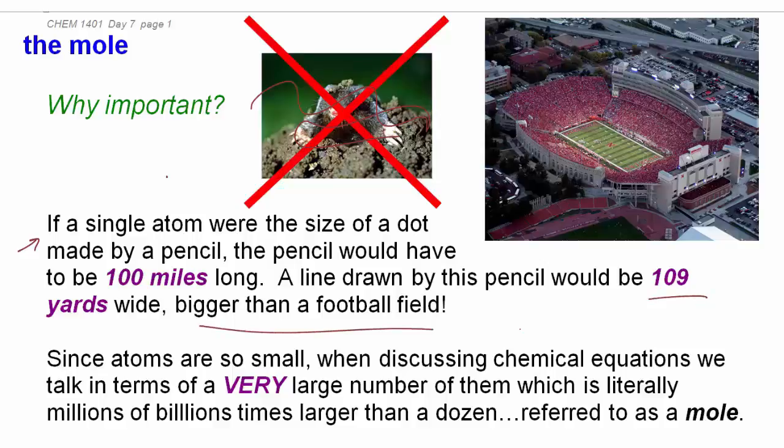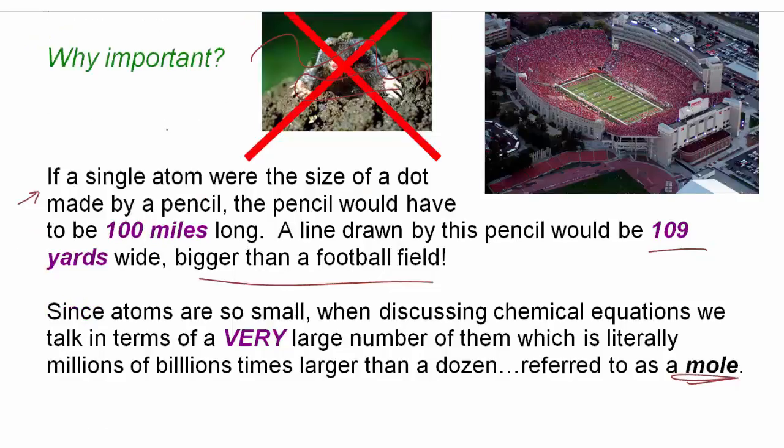And since they are so small, we need to talk about them in very large numbers. Otherwise, we can't mass them out. We can't make things practical. We can't measure them. So we need a number that's millions and billions of times larger than a dozen. And we're going to refer to this number as a mole.